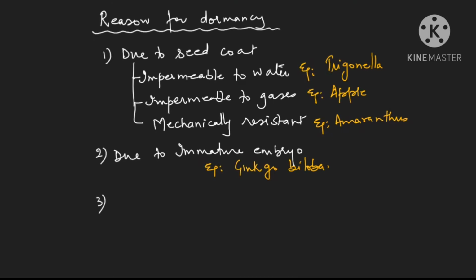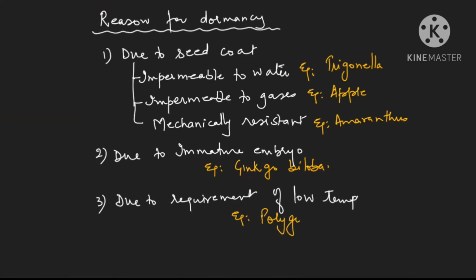Then it may be that they require a low temperature treatment, due to the requirement of low temperature treatment. Such conditions will be seen in plants like Polygonum. They may also require some specific light, due to a specific light requirement.